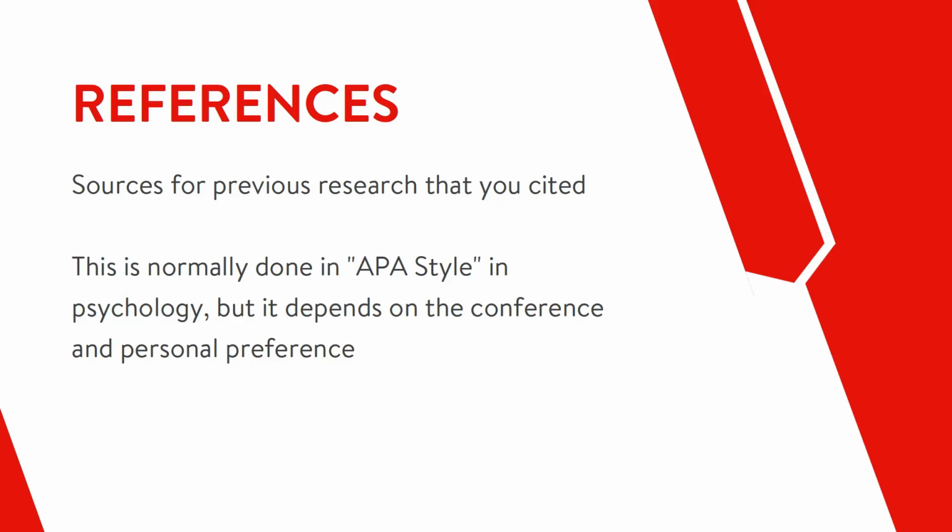In psychology, this is normally done in what we call APA style, but it really does depend on the conference and personal preference. The important thing is that the work is in a list for other people to find and you've credited them appropriately. Not crediting people's work properly is considered a really serious academic offence, so it's really important that you get to grips with this.